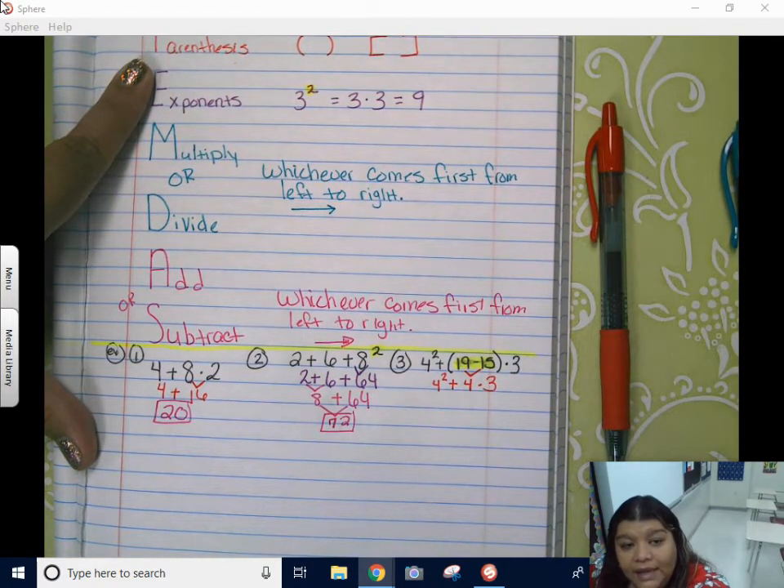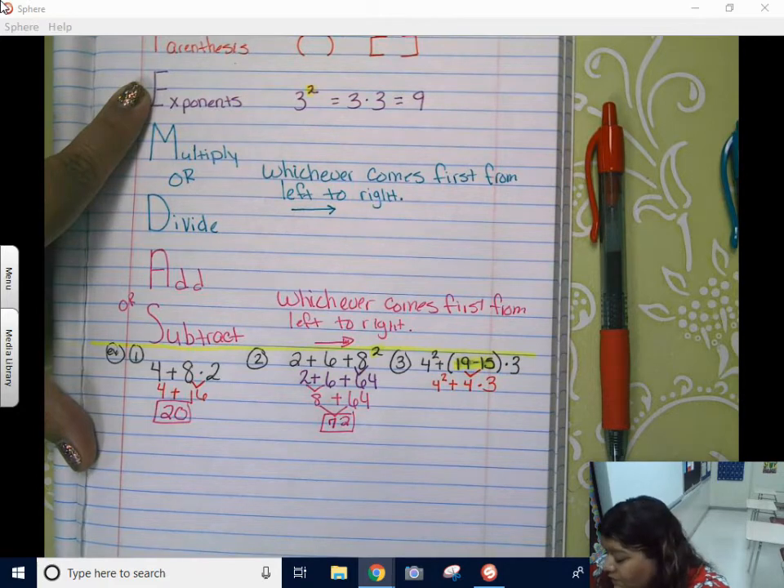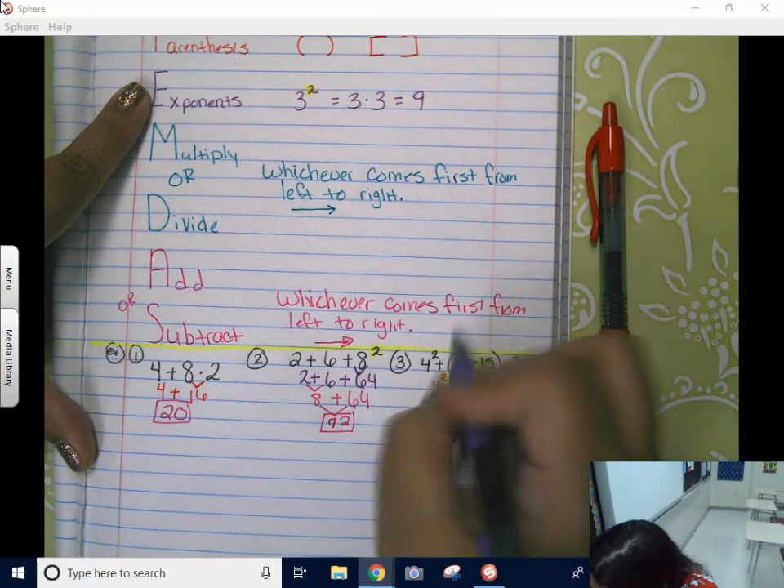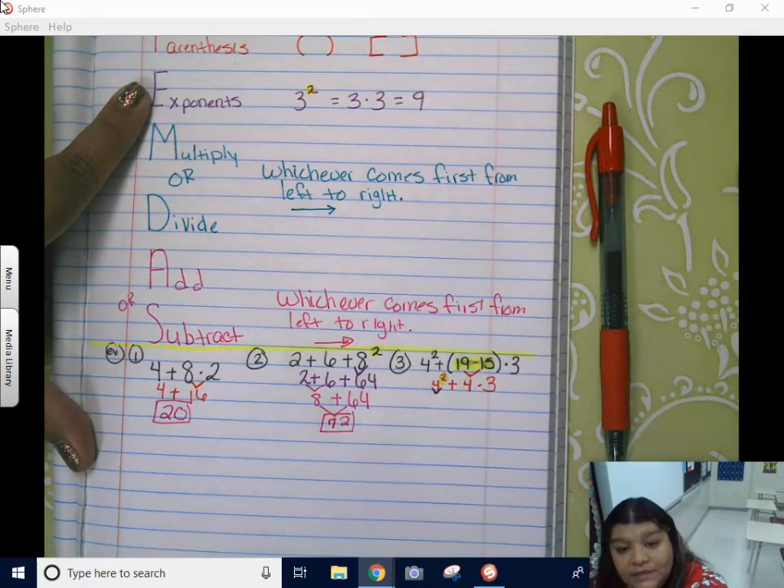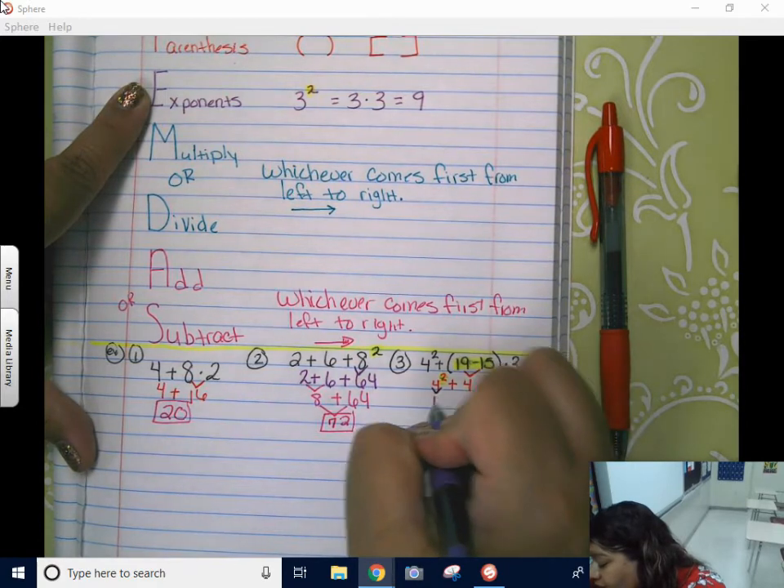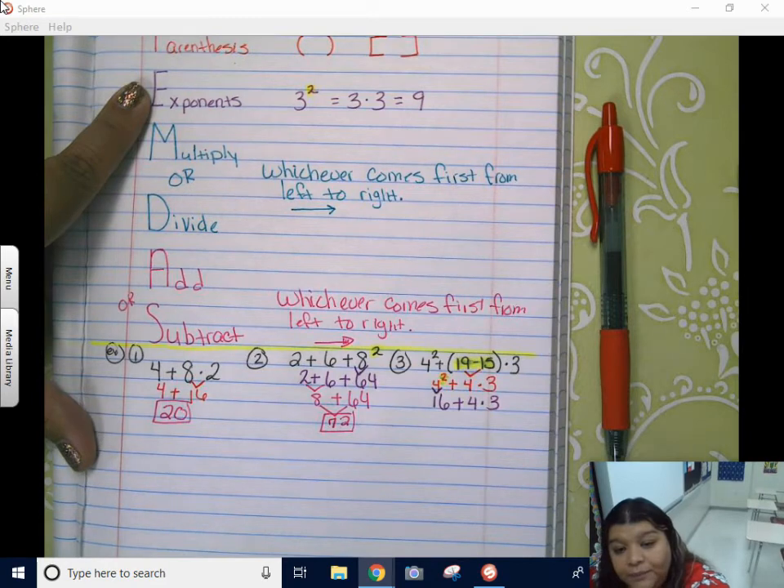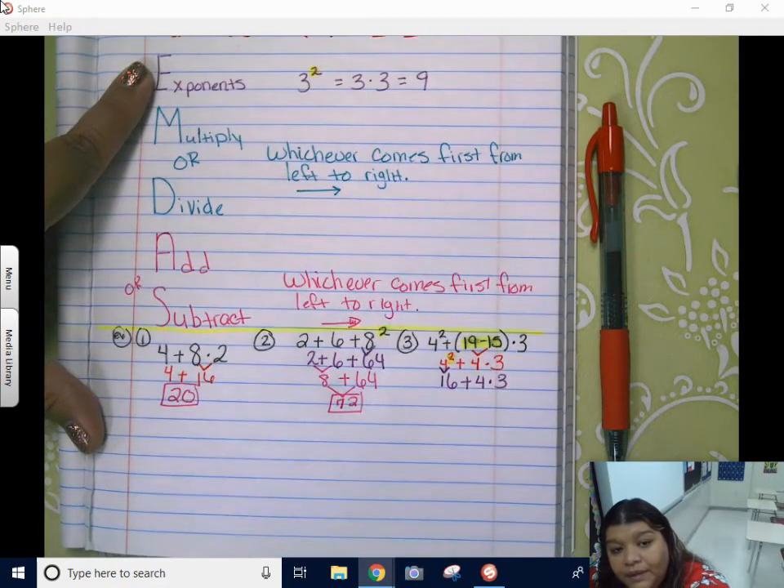Next up, my exponents. Do you see any exponent? Very good. It's right here. So 4 squared, or 4 to the second power, means 4 times 4. And 4 times 4 is 16 plus 4 times 3. Bring everything else down.